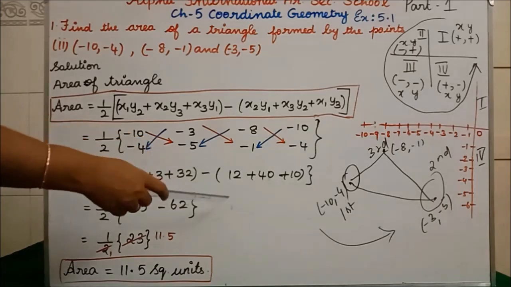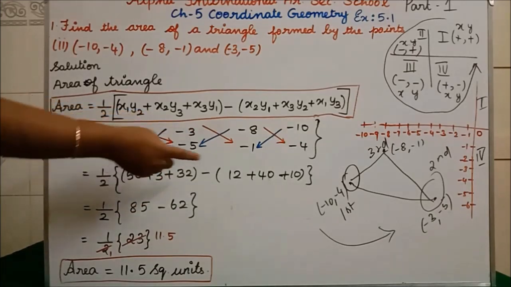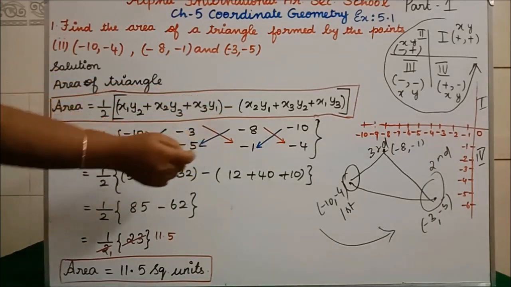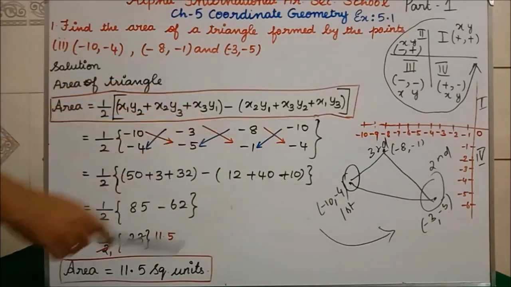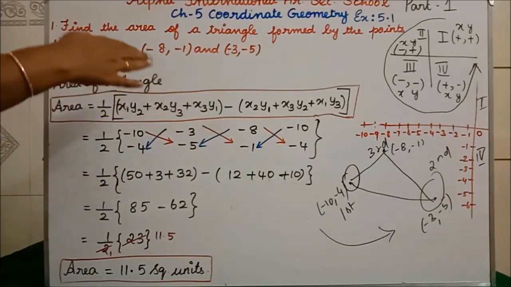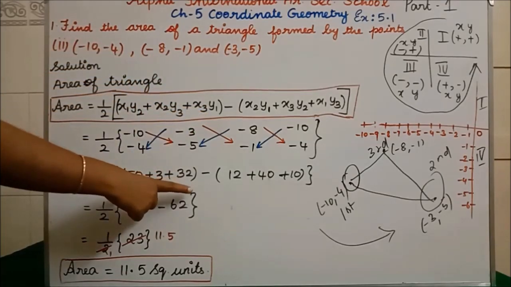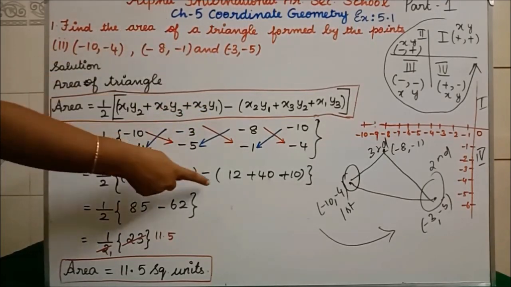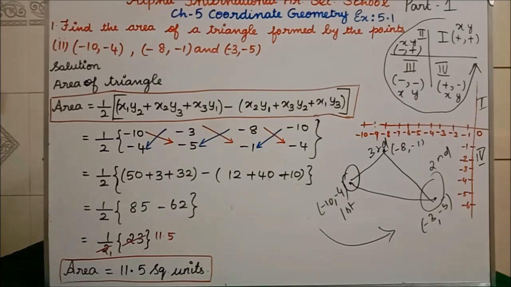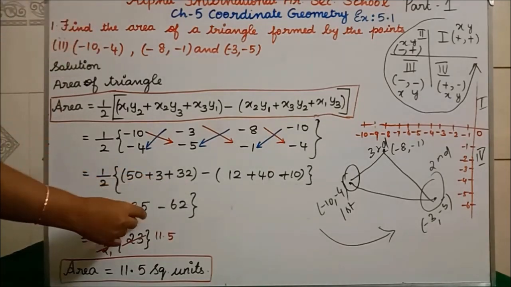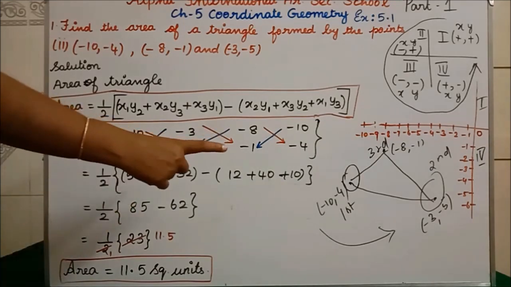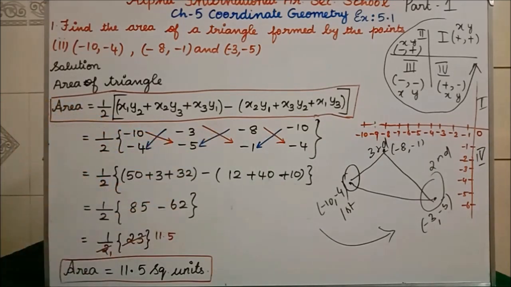Clear? Now we are opening the bracket. 4 3s are 12, 8 5s are 40, 10 1s are 10. Clear? First you are going to do one side the arrow mark, that you are going to write first, then opposite side in middle put minus and opposite side multiply and write. First add all those things, we are getting 85. Next if you add everything we are getting 62.